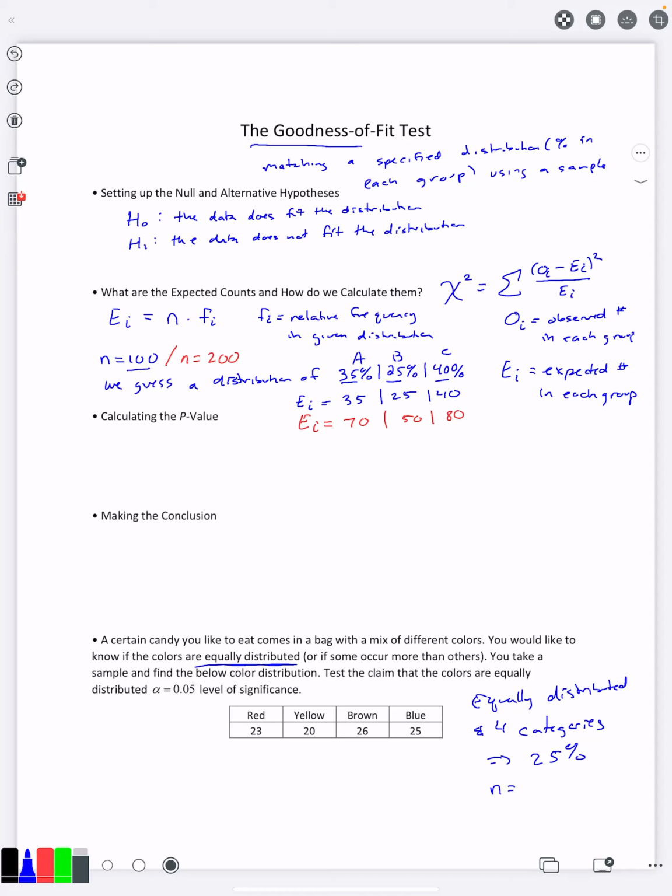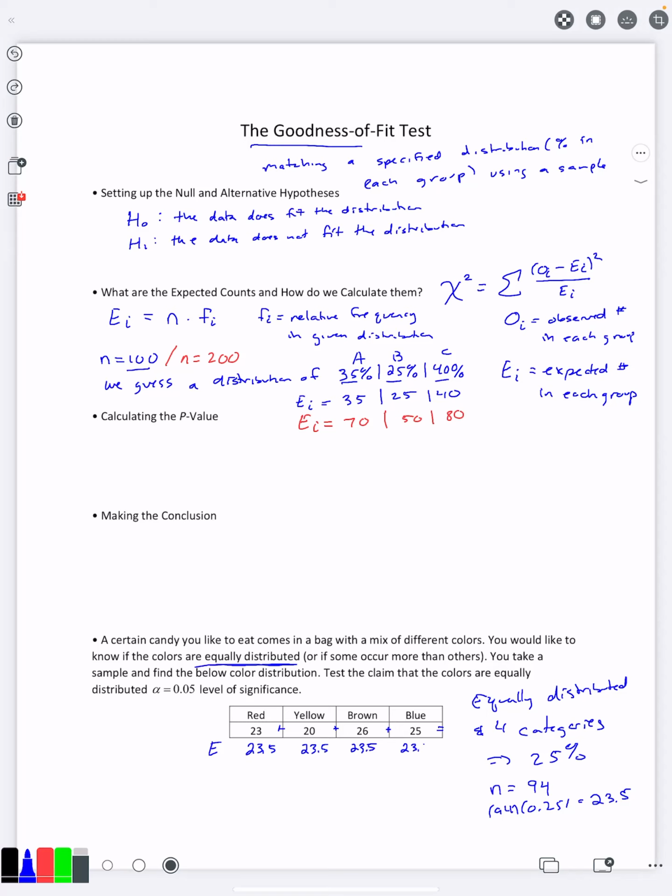Now, the only other question then is, what's my sample size? So for that, you have to actually add things up here to get your total sample size. So we had 23 plus 20 plus 26 plus 25. And I'm getting a sample size of 94. And now if I take that and multiply it by 0.25, I get 23.5 here. So my expected count for each category is going to be 23.5.